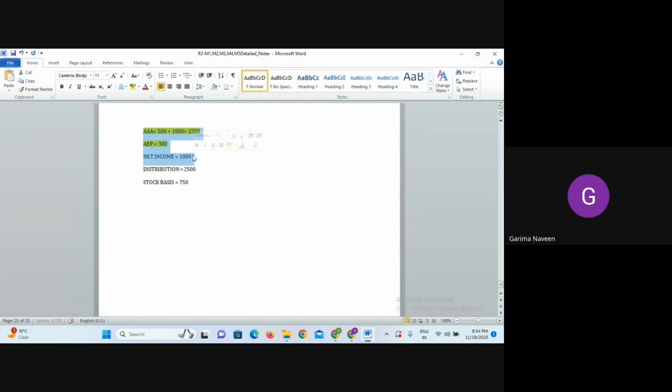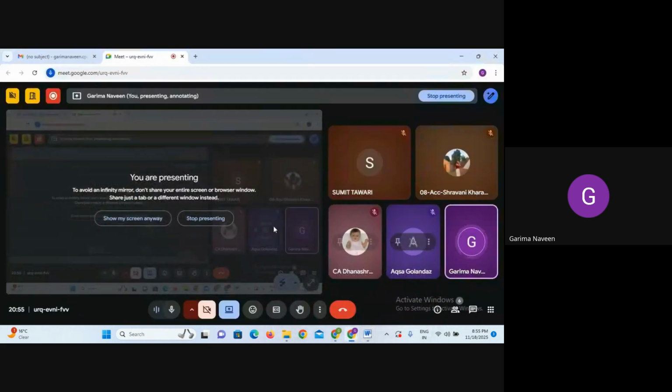First step is clear. Is it clear? If the ending balance was given, then there is no need to add the net income. That means it was already added to that account. Is it clear? Yes, ma'am.